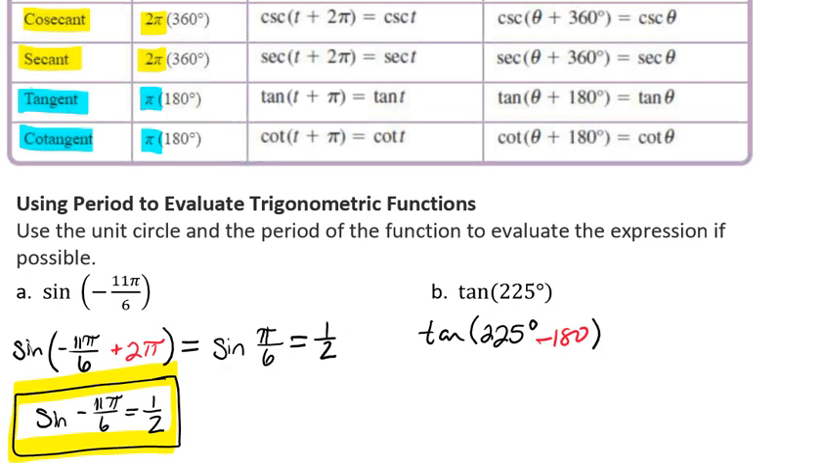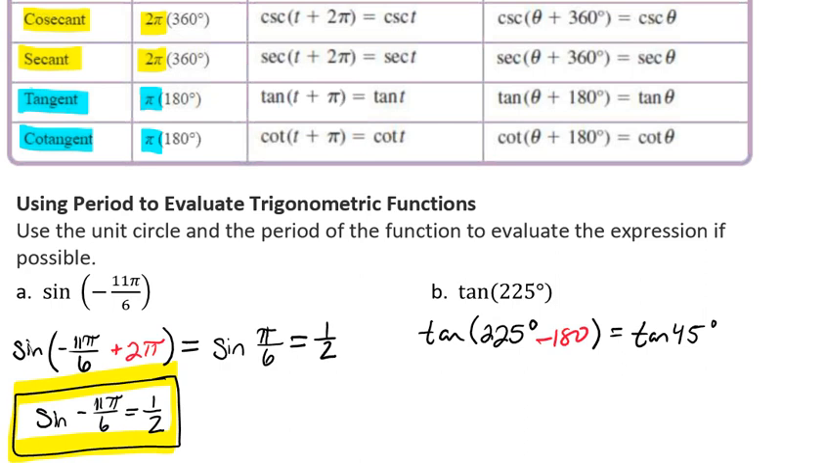The reason we're subtracting it is because if I was to graph 225 degrees, it would end up over here. And if we take a look at that, we see that we are actually past the 180 mark instead of in front of it. So we're going to subtract 180. We're essentially finding our reference angle here. And so that's going to give me the tangent of 45 degrees.